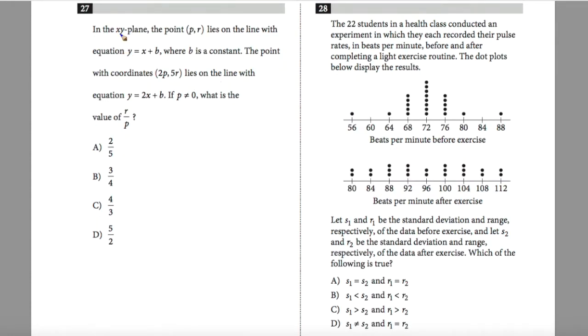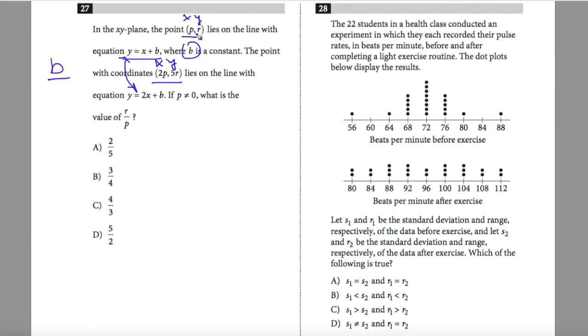Okay, question 27. In the xy plane, point (p, r), this is my x, this is my y, lies on the line with the equation y equals x plus b, where b is a constant. The point with coordinates (2p, 5r), this is also an x, this is a y, lies on the line with the equation y equals 2x plus b. So I see a relationship here between these two equations using b as my constant. If p is not equal to 0, what is the value of r over p?